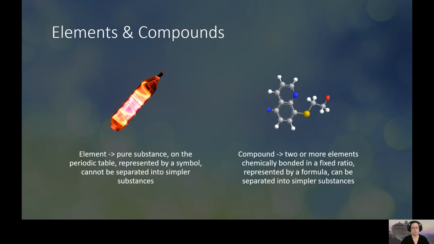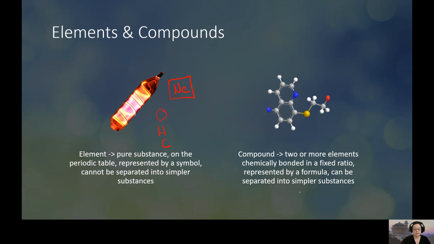So we're going to start with elements and compounds. Elements are pure substances on the periodic table. They're represented by a symbol. They cannot be separated into simpler substances. Elements are things like oxygen, hydrogen, carbon, neon. They're represented by that element card on a periodic table.